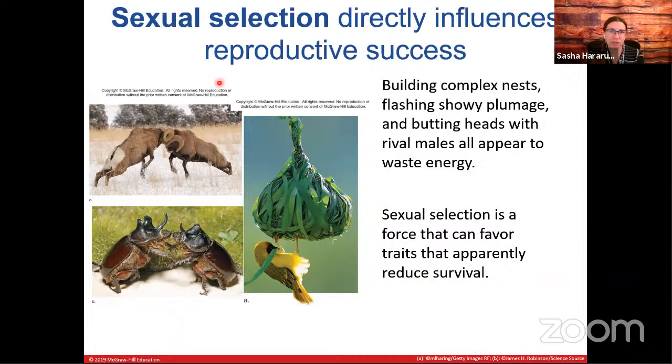So there are various types of sexual selection strategies. Sometimes, like in peacocks, the male will have an exquisite tail that attracts females, and this is another sexual selection strategy.